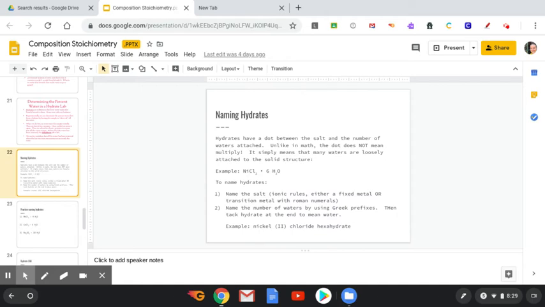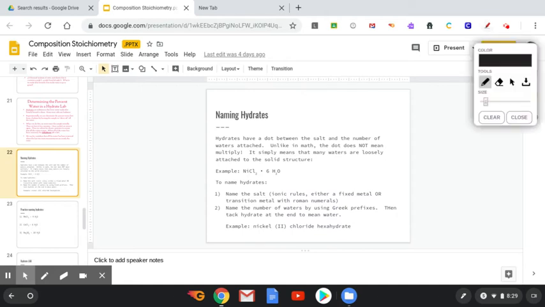Okay, now let's talk about how we're going to name hydrates. This is an important part of this section. So hydrates have a dot between the salt and the number of waters attached. Unlike in math, the dot does not mean multiply. It simply means that you have waters loosely attached. It means that you have a hydrate. So this example, NiCl2.6H2O, is below.